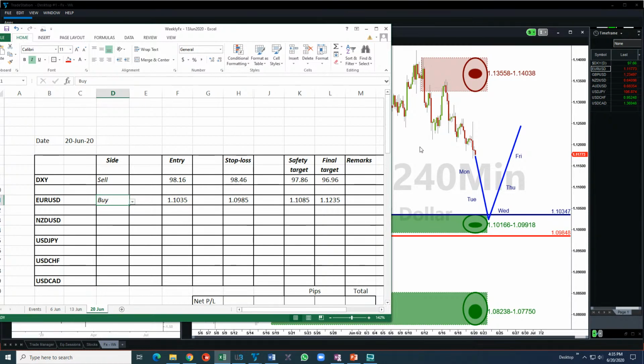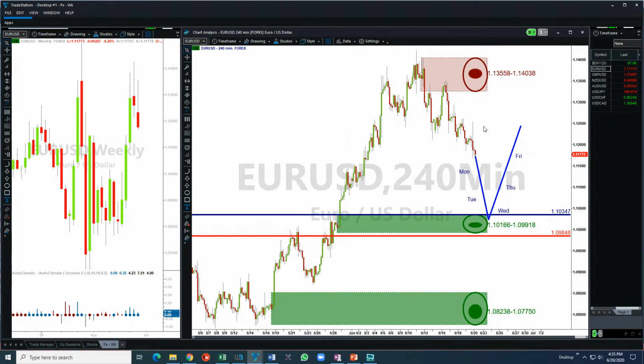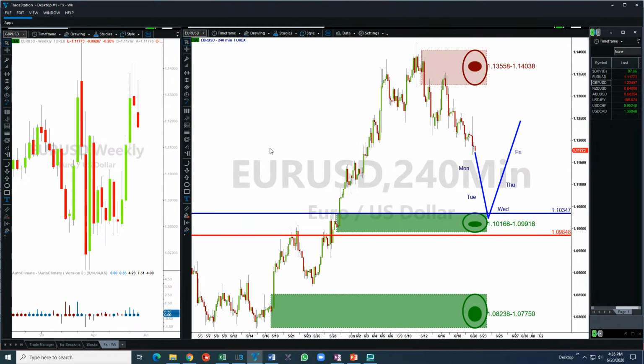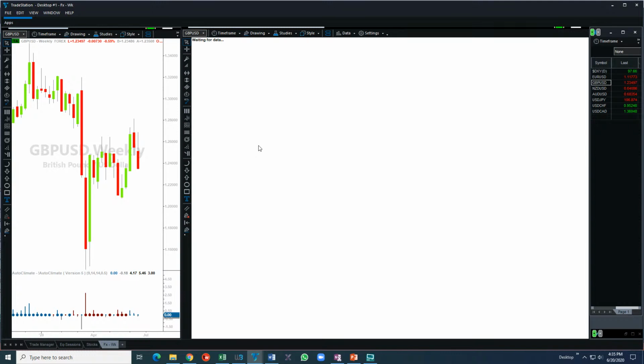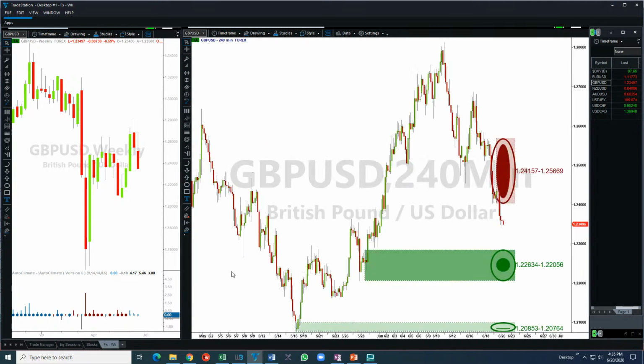Let's move on and look at the next big currency, the other major from Europe. We've got the GBP USD. GBP USD, step one. What is step one? We go to the bigger picture with the weekly. Look for auto climate. Auto climate tells us direction, confirmation, right?